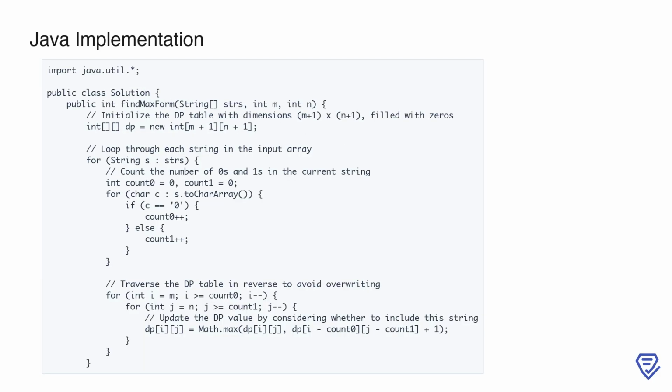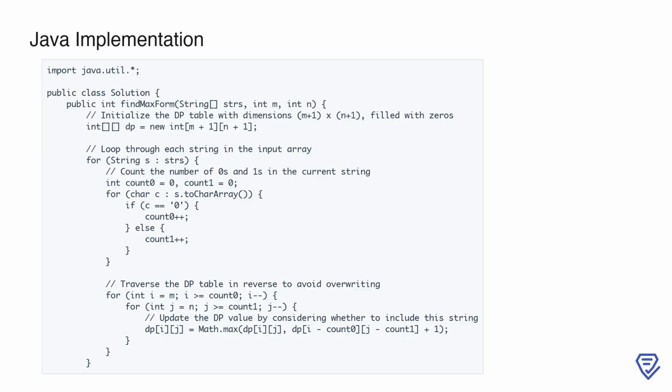Here, we start by importing the necessary utilities and defining our solution class. The main method, findMaxForm, takes 3 arguments: an array of binary strings strs, and integers m and n representing the maximum number of zeros and ones allowed. We initialize a 2D dynamic programming table dp of size m+1 by n+1, where each cell represents the maximum number of strings that can be formed with a specific count of zeros and ones. Initially, all cells are set to 0.